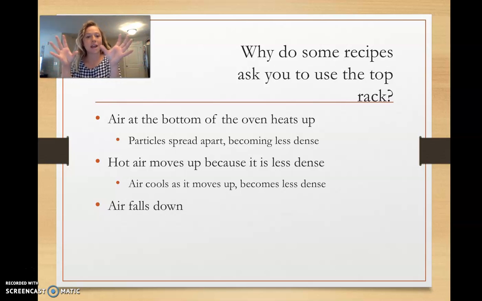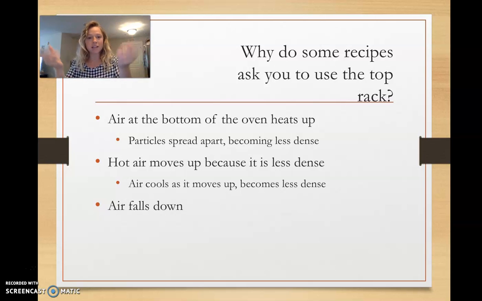And then once that air becomes more dense again, it's going to fall and it's just going to be a current. So yes, the top of the oven is always going to be a little cooler than the bottom of the oven. So it just goes in a current like this. It's going to do circles. Hot air speeds up the particles. They're going to expand.